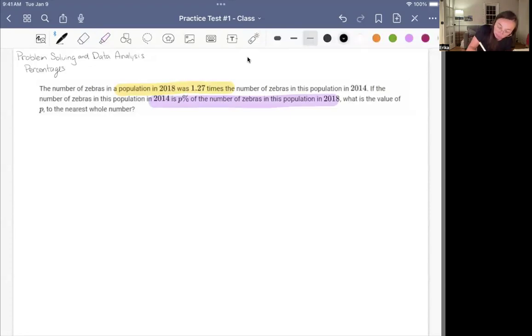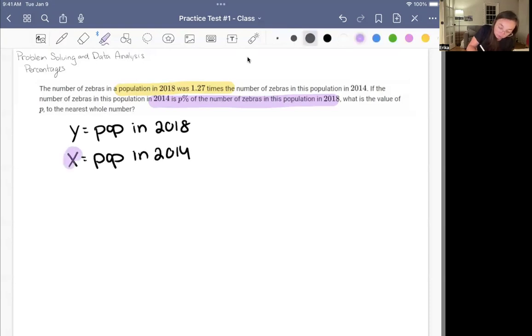Let's do y. Let's make this a little bit bigger. y equals the population in 2018, and we're going to make x the population in 2014. So this is going to be that one, and this is going to be that one. Now we're going to want to create equations for these situations.